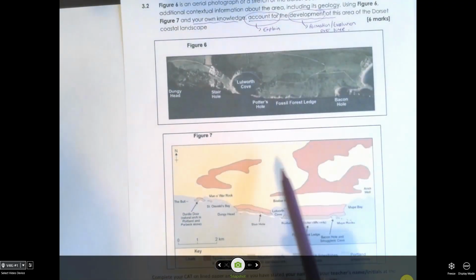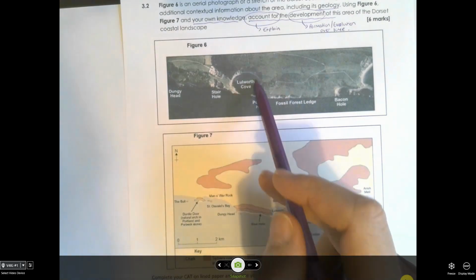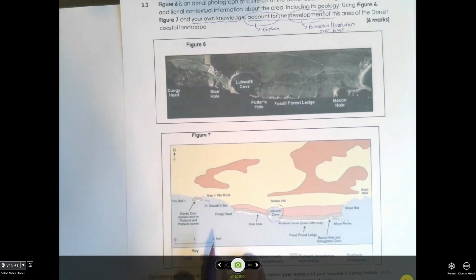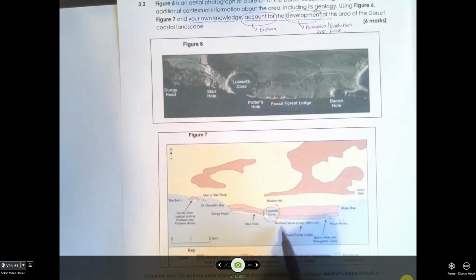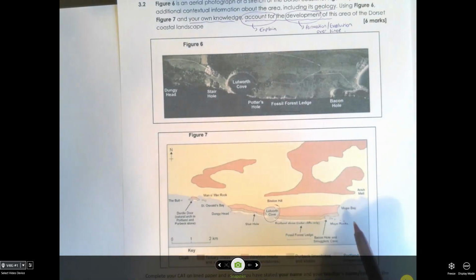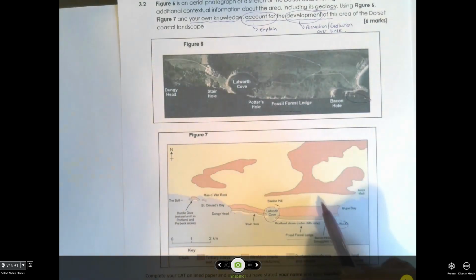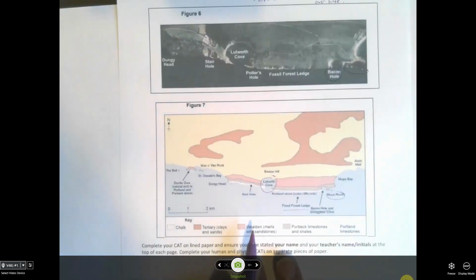First thing you might want to do is think about just trying to familiarize yourself with parts of this map. So obviously we can see Lulworth Cove in the image there. We can see it down here in the map. We can see Fossil Forest Ledge here. We can see that down here in the map. We can see Mupe Rocks as well down here. We can see those in the image. And obviously we've got Bacon Hole down there, and we've got it here as well.